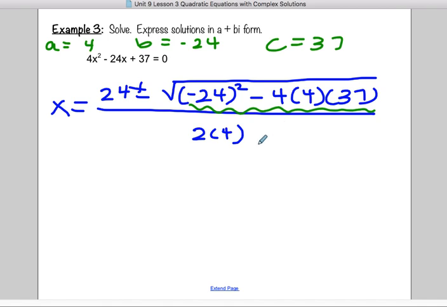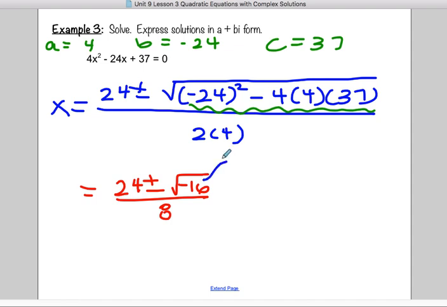I really need you guys to practice typing it in right now because there's people that always make mistakes on it on the test just typing that part in. So parenthesis negative 24, end your parenthesis, square it, then minus 4 times 37. When you do that, you should make sure that you get an answer of negative 16. So 24 plus or minus the square root of negative 16 all over 8.